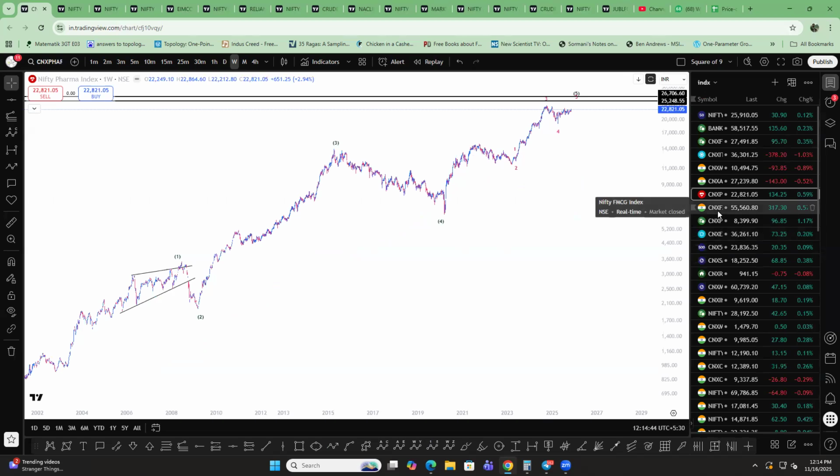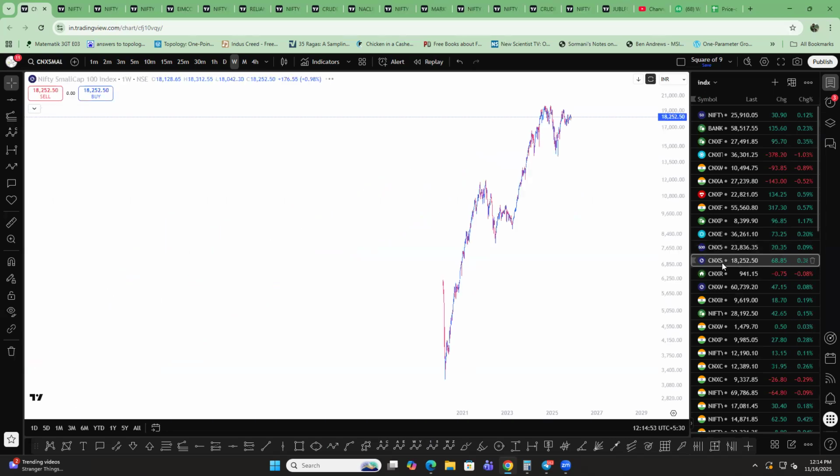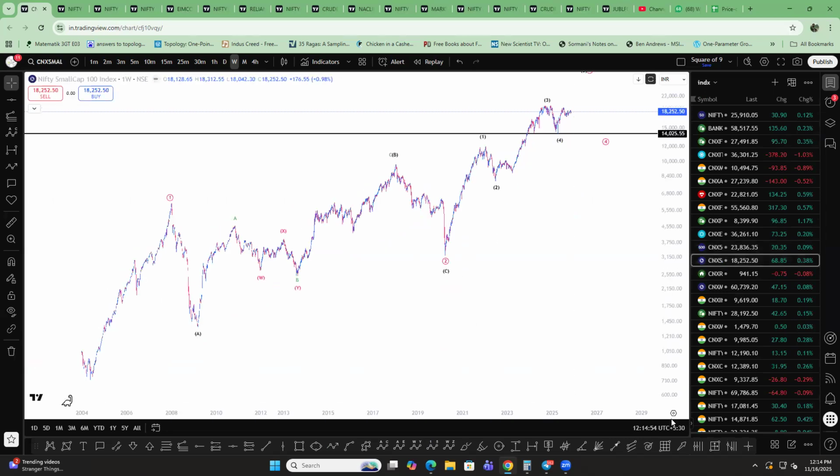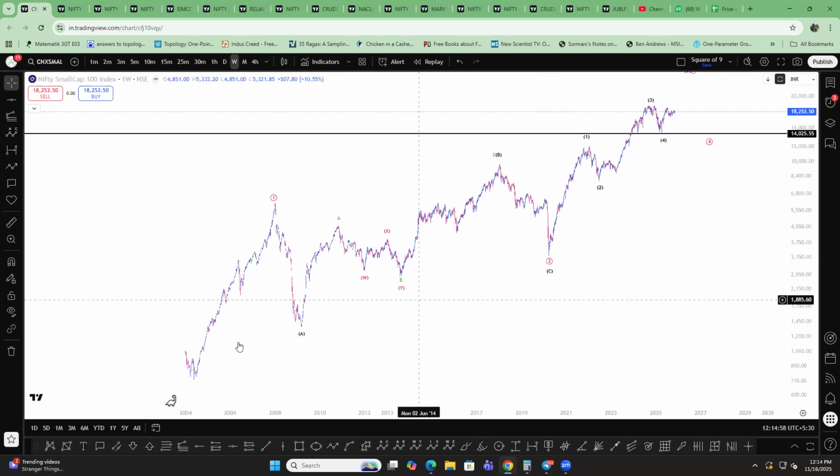And now let's move on to small cap, because everyone loves small caps. Let's see the status of small caps. So here in the small cap index, see, this is wave 1, then A, B, C, a very big complex correction. This is wave 2 and we are in wave 3.